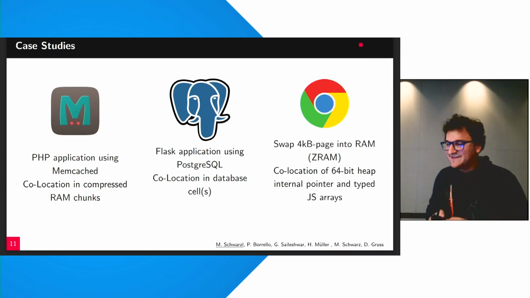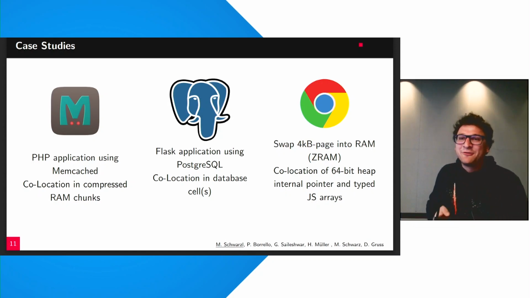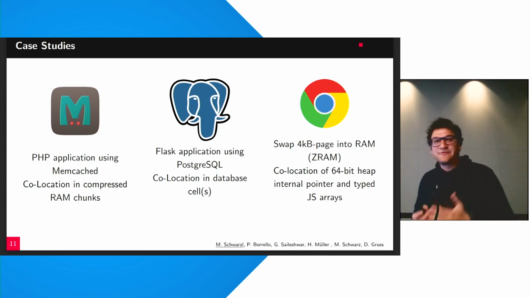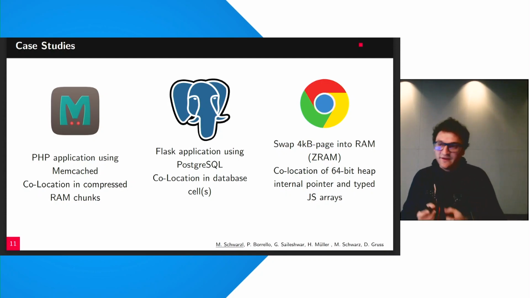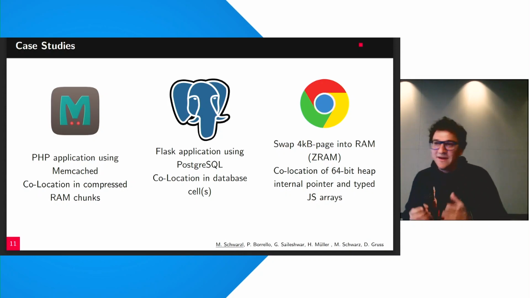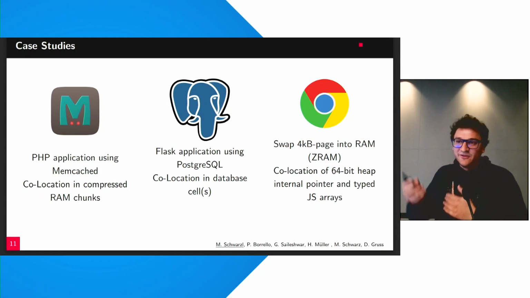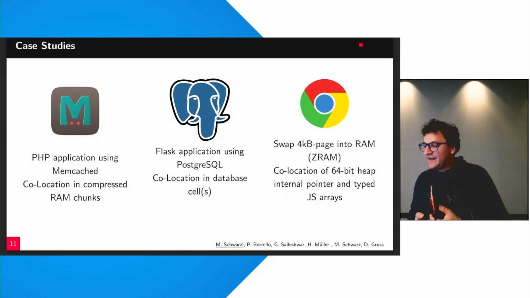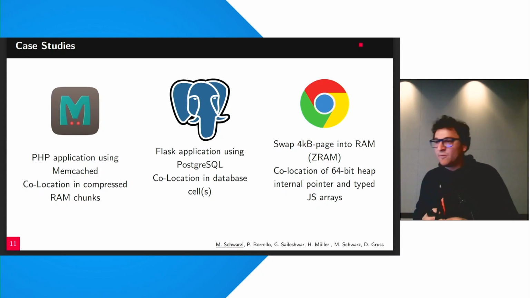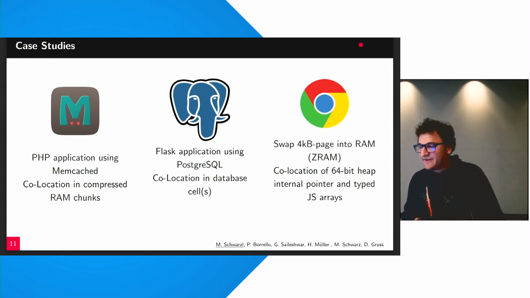And our last case study was exploiting virtual memory compression with ZRAM. There we had to find a way to swap out pages from JavaScript and collocate these 64-bit heap internal pointers of Google Chrome next to attacker-controlled data. So this requires a bit of JavaScript fiddling until you can collocate the data. And with that, we were able to recover the 64-bit heap internal pointer, basically breaking ASLR with that.